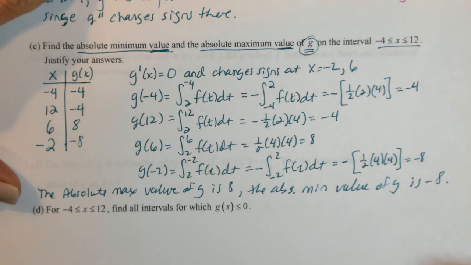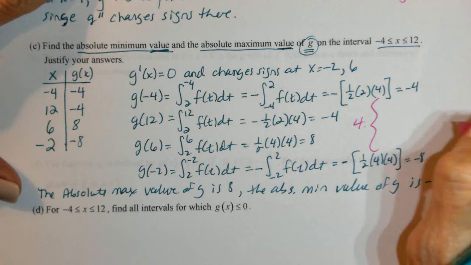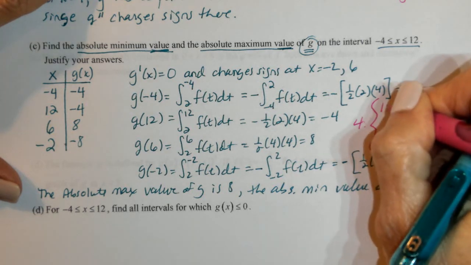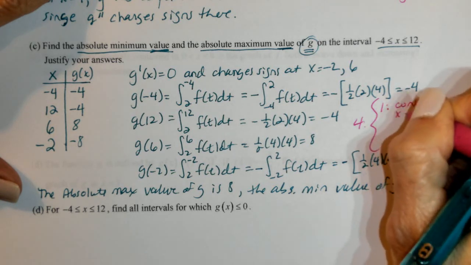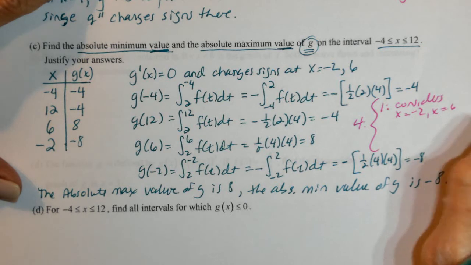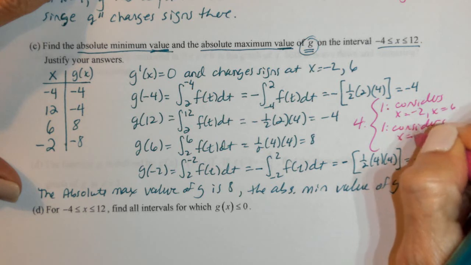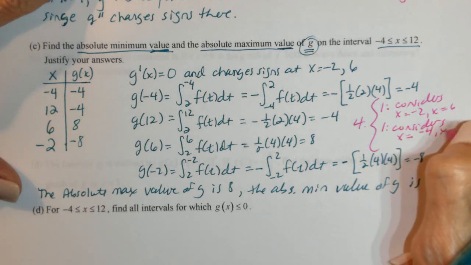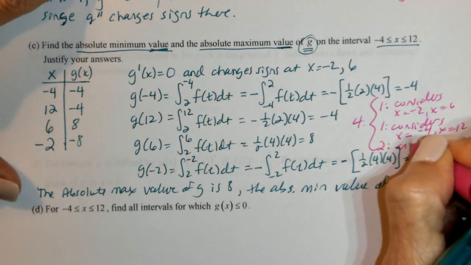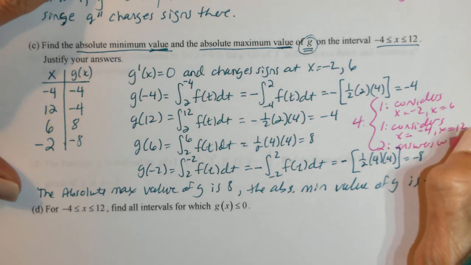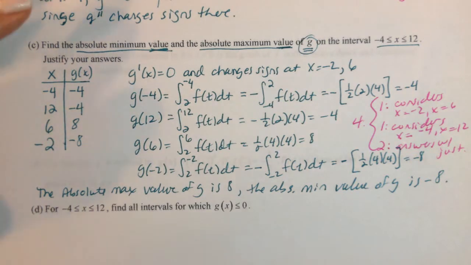Okay? This was worth 4 points. Try to squeeze it in right here. This is worth 4 points. 1 point for considers x equals negative 2 and x equals 6. 1 point for considers x equals negative 4 and x equals 12. And then 2 points for your answers with justification. So big points on an absolute min-max problem.